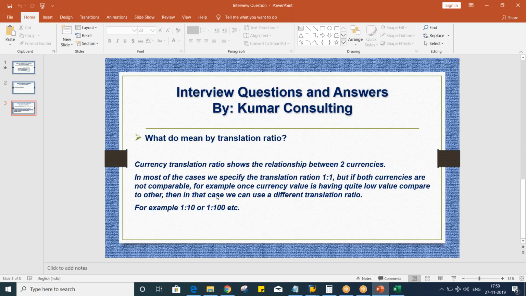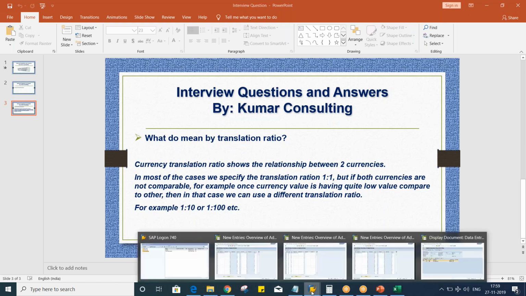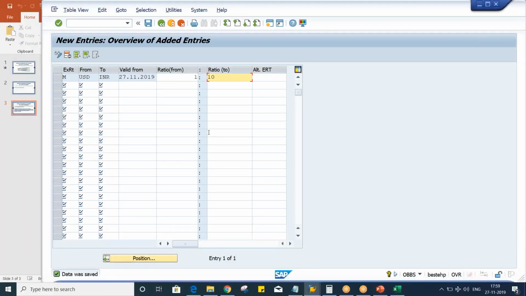So this is the use of the currency translation ratio, or foreign currency translation ratio. During classes, guys, I simply used to say that you just specify 1 is to 1 here, but this is the impact of this translation ratio. If you specify 1 is to 10, what is the impact? I have shown you. If you specify 1 is to 100, what is the impact? I have shown you practically here. This is the use of the translation ratio or foreign currency translation ratio. That's all, guys. That's all in this session.